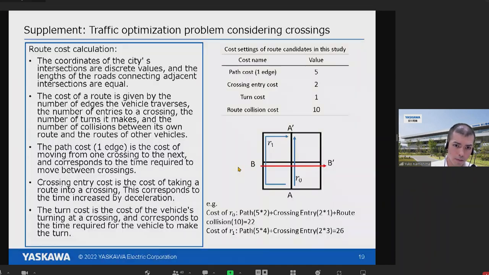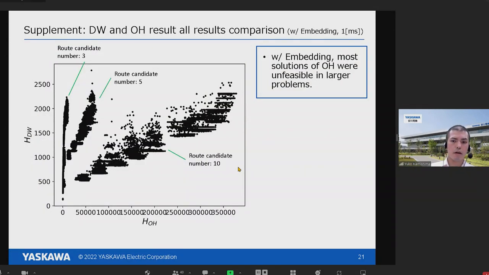So I'm going to show this supplementary result here. This is showing every answer that I have obtained with embedding when I gave just 1 millisecond. In this figure, the feasible answers are just the ones on the left side. In the very left side, we can see that there are some answers that are feasible, and most of the rest of the answers are infeasible. We can see that in domain wall encoding, almost all the answers were feasible, but in one-hot encoding, we observed the opposite: most of the answers were infeasible when the problem size was large.